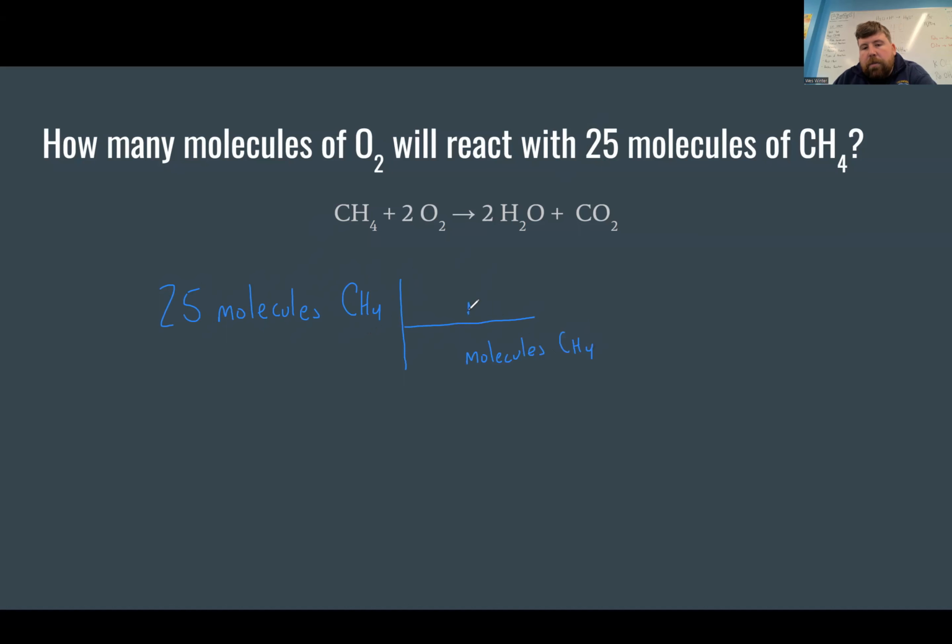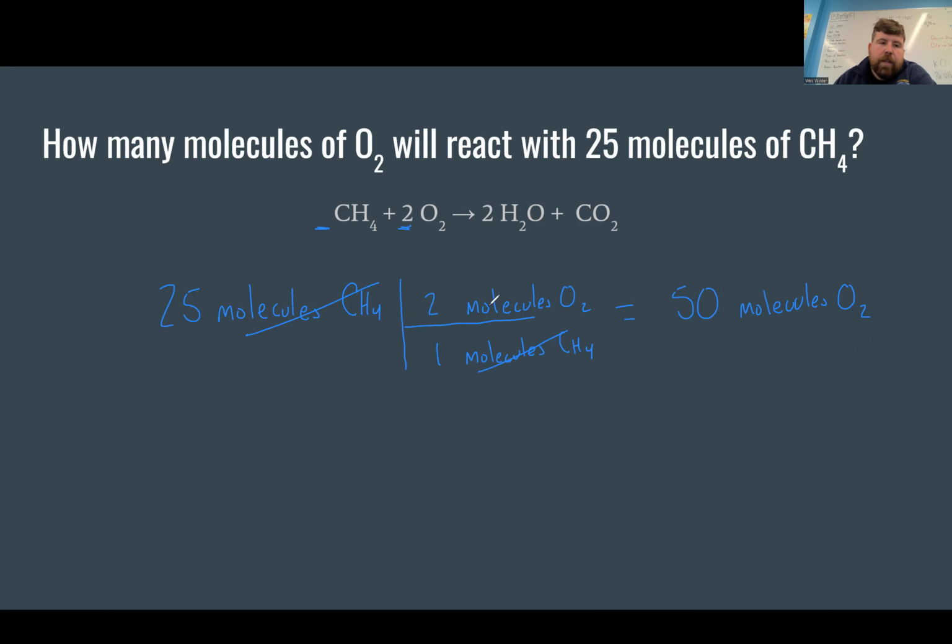And I want to go towards molecules of O2. I know that's a 2-to-1 ratio. Where did I get those numbers from? I got them from the balanced chemical equation, 2-to-1, and 25 times 2 is equal to 50. The molecules of CH4 cancel, so that's 50 molecules of O2.